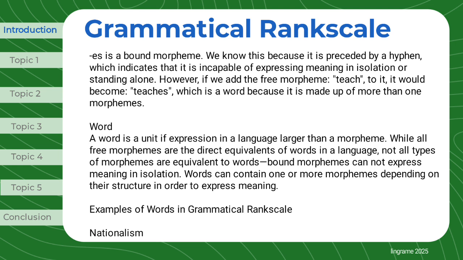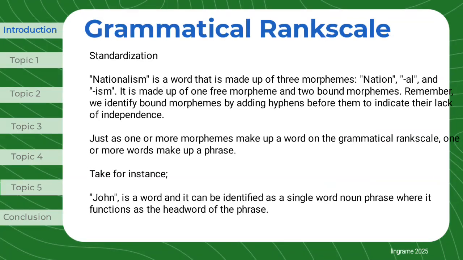Examples of words in grammatical rank scale: nationalism, standardization. Nationalism is a word that is made up of three morphemes: nation, -al, and -ism. It is made up of one free morpheme and two bound morphemes. Remember, we identify bound morphemes by adding hyphens before them to indicate their lack of independence.